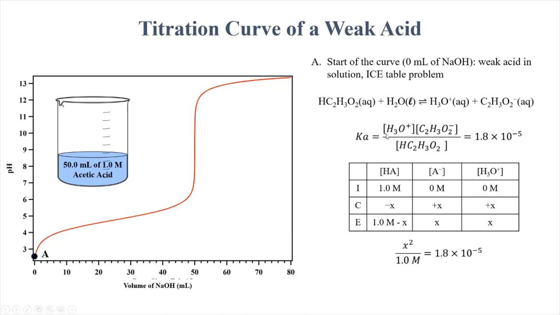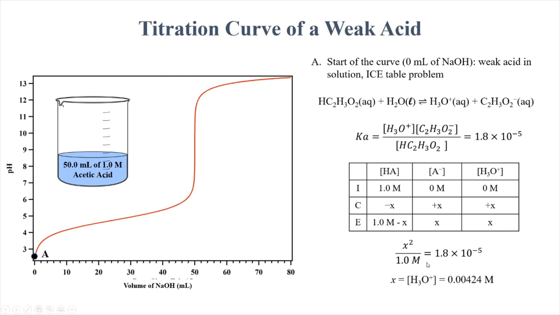So we can plug these values into the Ka expression, and we get x squared over 1.0 molar minus x. Now, I know we have here 1.0 molar minus x. You have to go back and remember that we can do the approximation. If this value divided by this value is greater than 100, that means that the x value is very, very small in comparison to your concentration. So you can actually get rid of the x. If you don't remember how to do the approximation, take a look at how to do that in Ebbing.